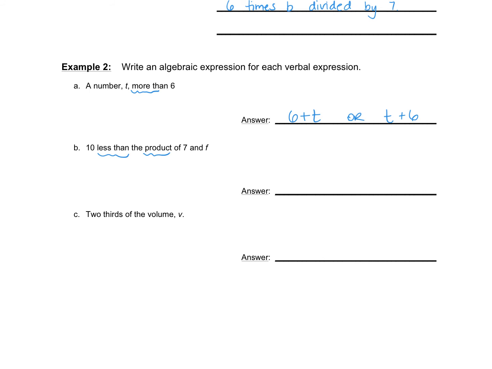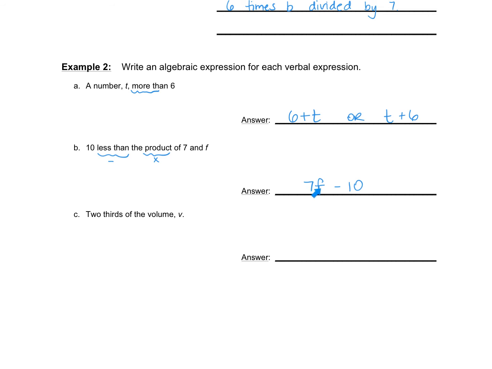Less than would be subtraction, and the product would of course be multiplication. And since it's less than the product of 7 and f, what that really means is that we would be subtracting 10. And the product of 7 and f is multiplication. Now remember, when we're showing multiplication in math, the way we show that is actually with the constant and the variable touching. We don't use this multiplication symbol. That's not a good way of showing the product.